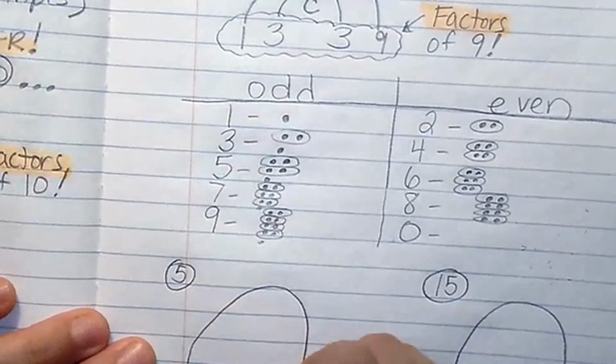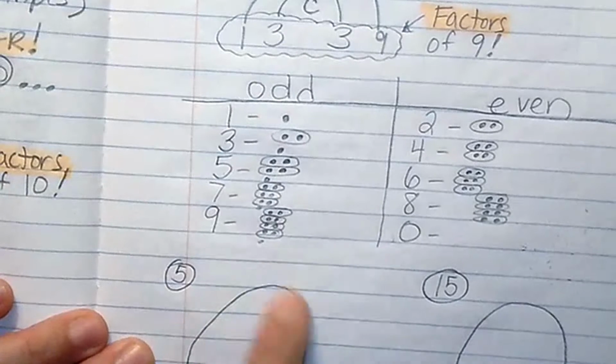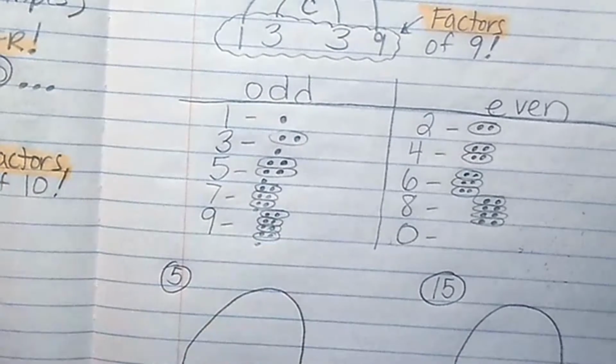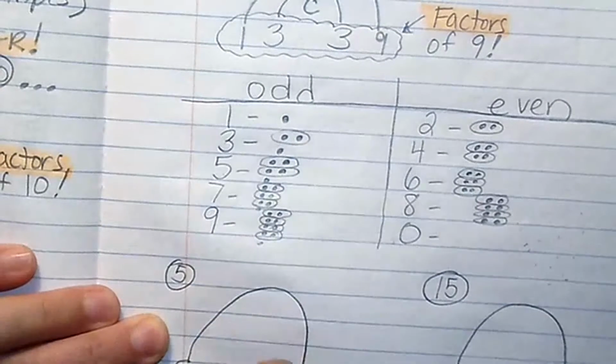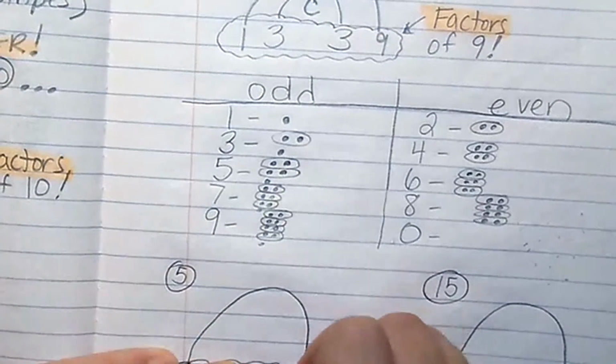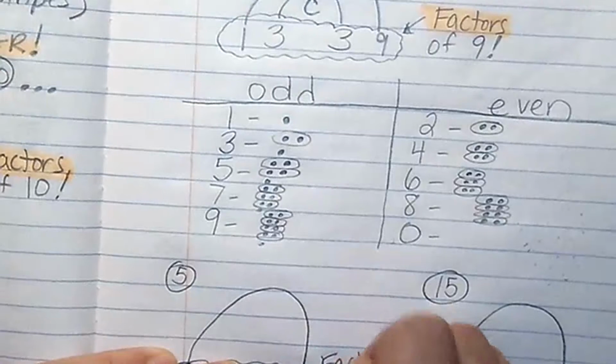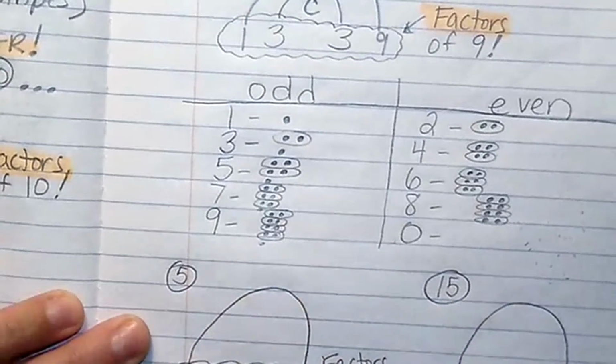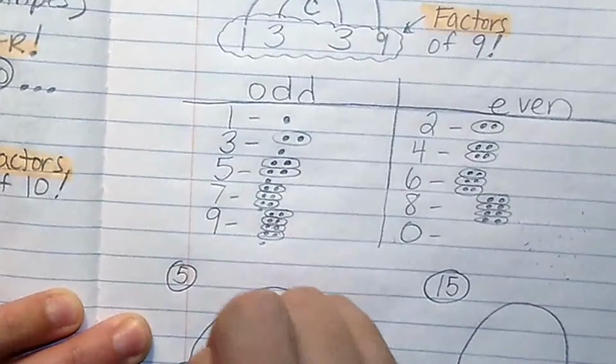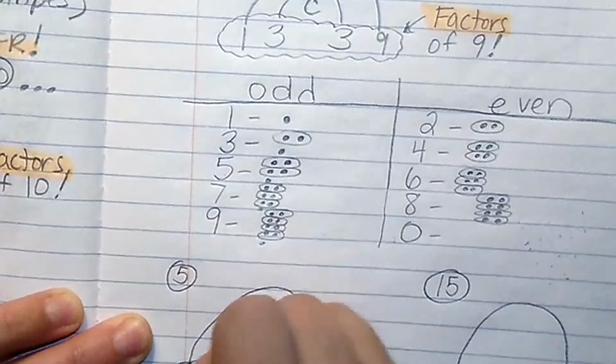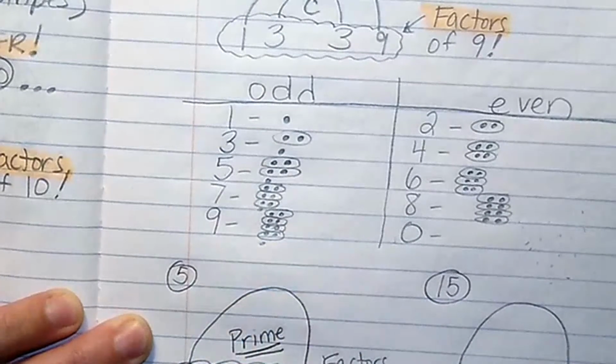I would start with 1 times 5 because that's always my first fact. We need to go in order. We start with a 1. 1 times 5 is 5. 2 times anything? No. 3 times anything? No. 4 times anything? No. So guess what? These are the factors of 5. And since there's only one stripe in my rainbow, we call this number a prime number. There are no other matches for it.